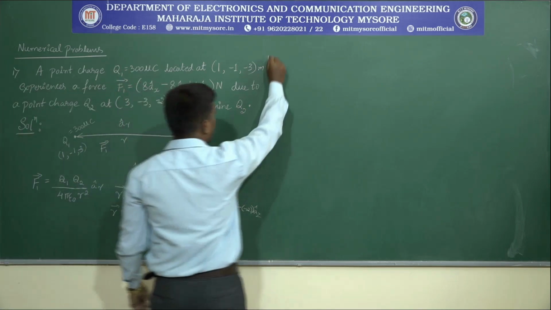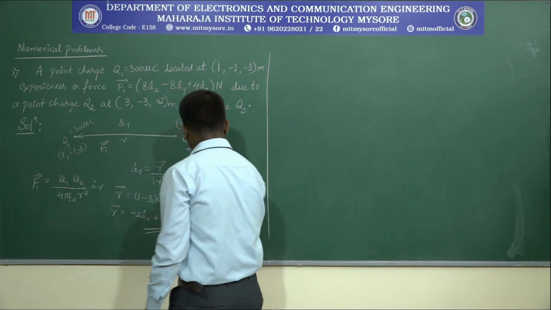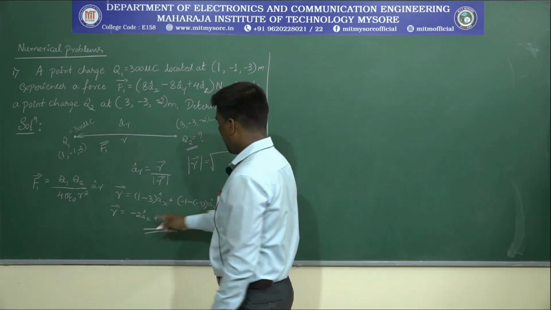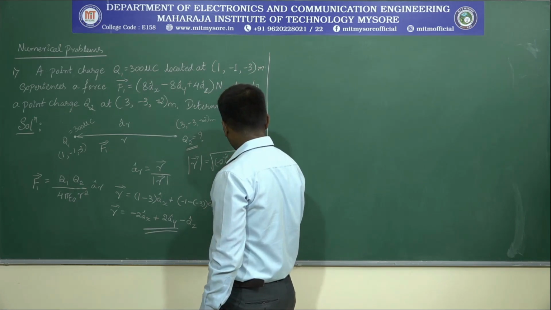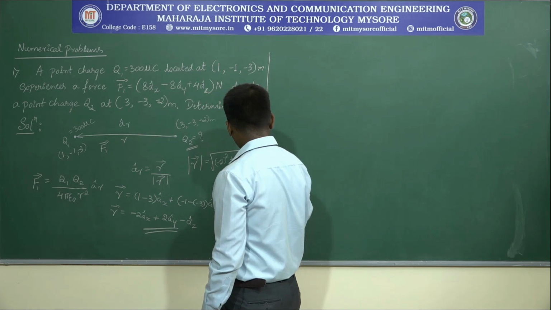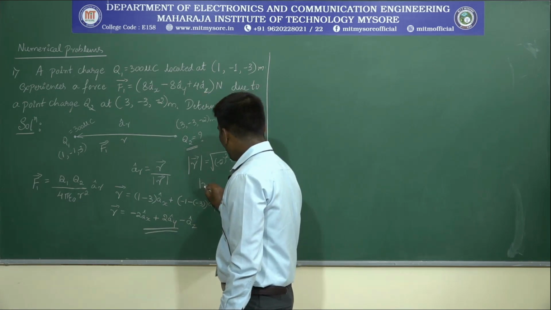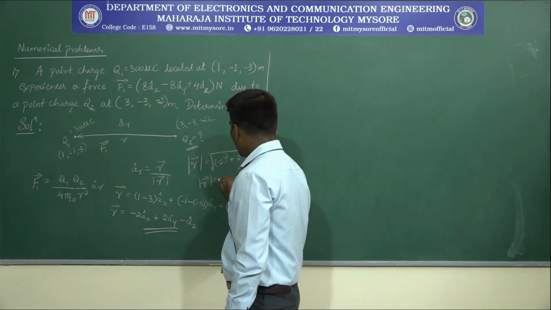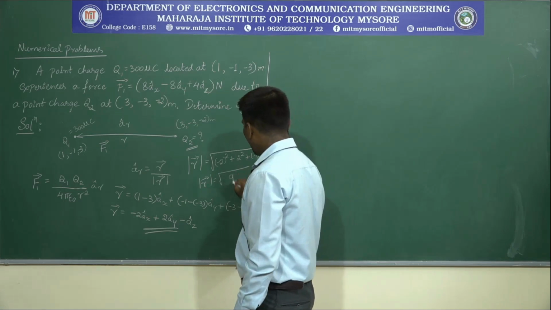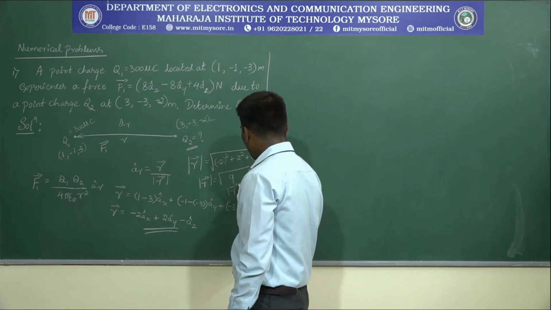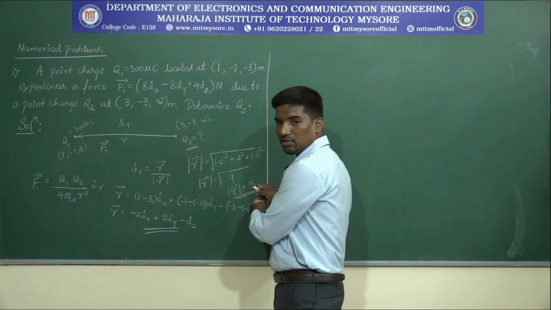Now we need to calculate the magnitude of R. The magnitude of R is equal to the square root of (-2) square plus 2 square plus (-1) square. The magnitude part we need to consider. Therefore, the magnitude of R is equal to the square root of how much? 4 plus 4 plus 1, 9. Therefore, the magnitude of R is equal to 3. We need to consider this. The magnitude of R is 3.